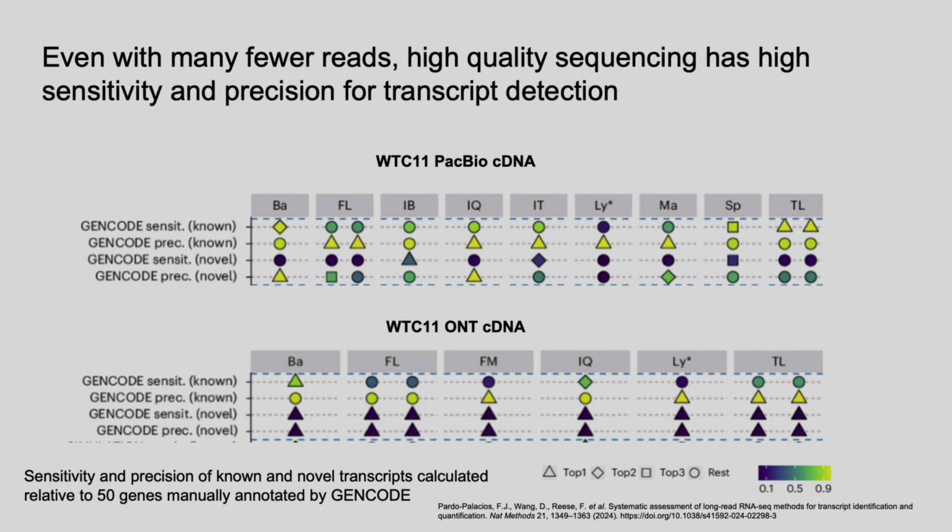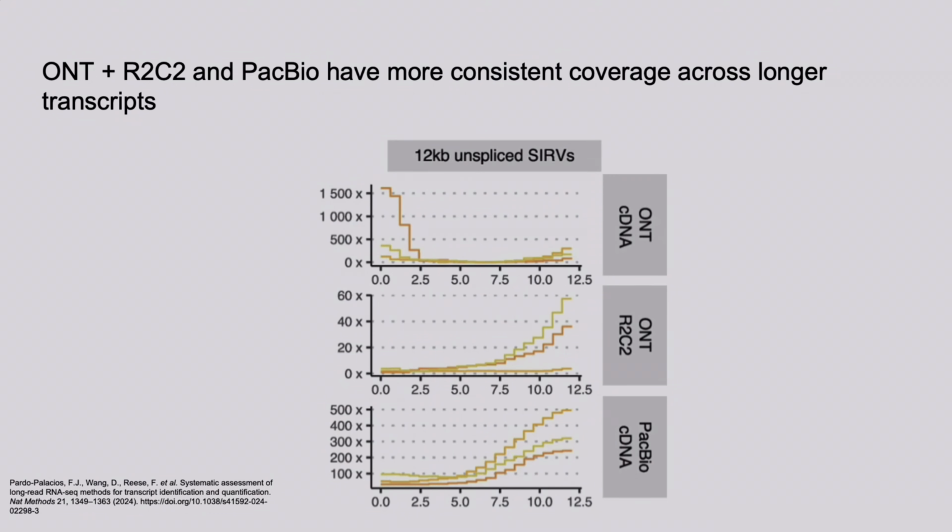So on top, we can see that even with fewer reads, but with higher quality sequencing data, we can accurately characterize transcripts with that data, as compared to essentially 10x the amount of coverage with the ONT cDNA, but with lower quality reads. And you might start asking yourselves, why? Why does this matter so much? What is it about the R2C2 ONT and the PacBio cDNA that is allowing us to do this accurate transcript identification? And one of our main hypotheses is that it has to do with the length distribution.